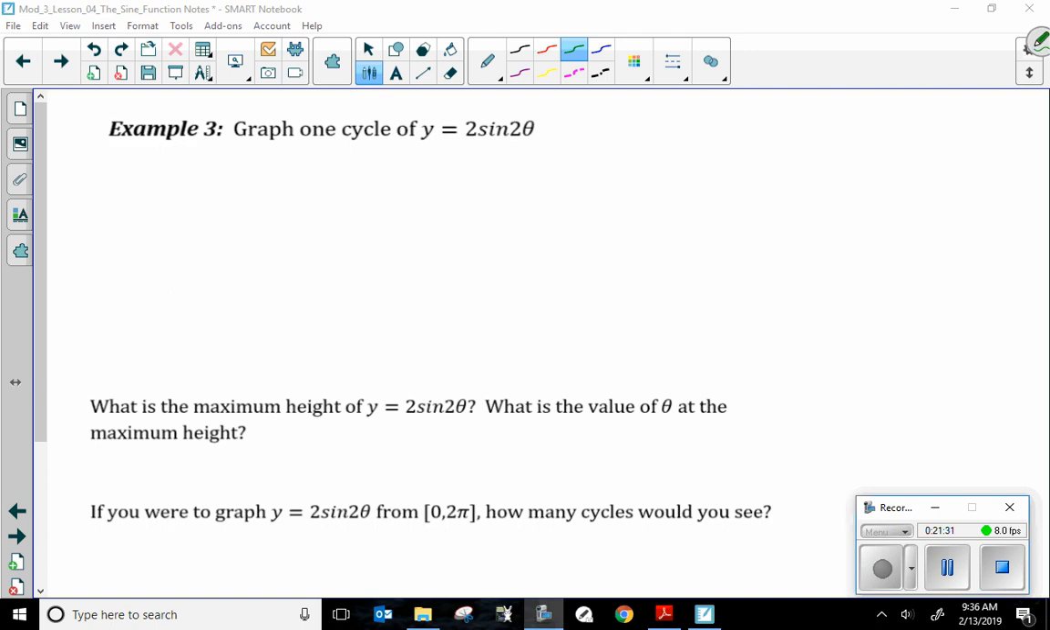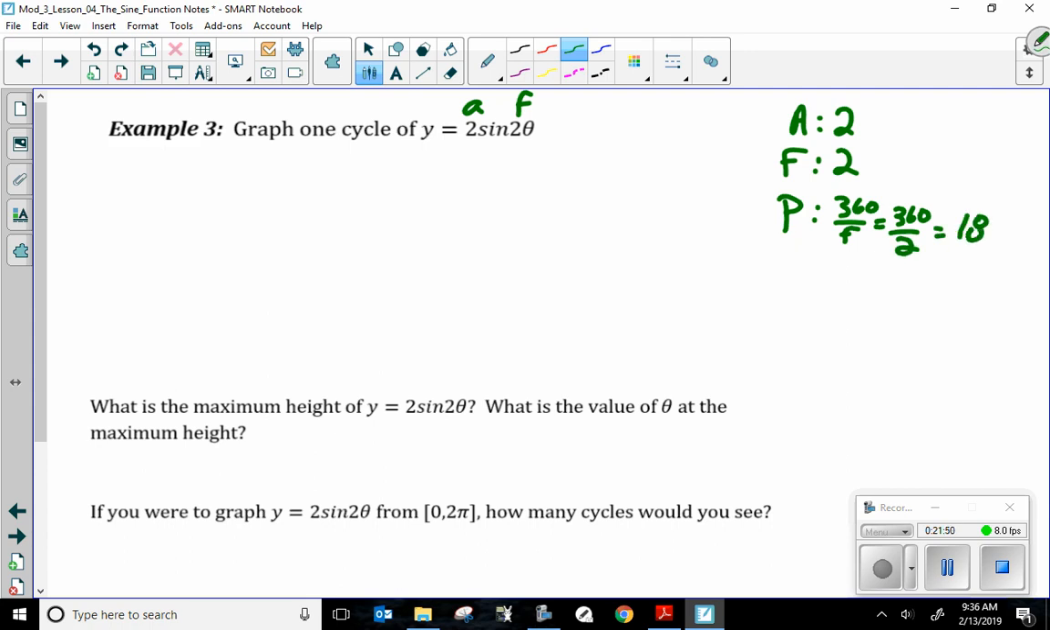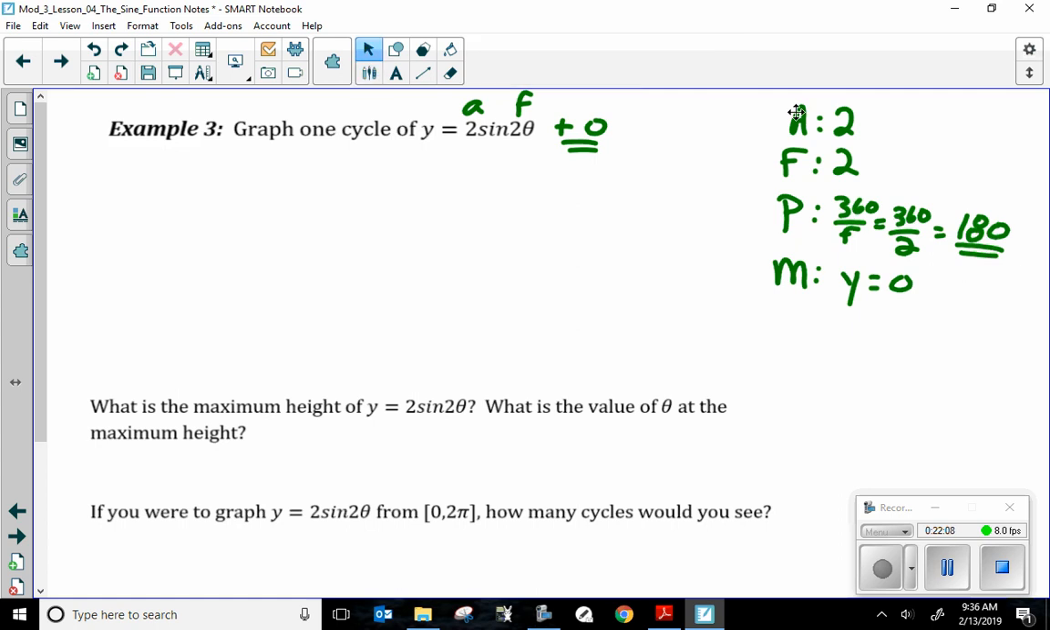Example 3. Okay, now we have some numbers in here. Good. My amplitude is 2. My frequency is also 2. My period, okay, is 360 divided by my frequency. That's 360 divided by 2. That's 180. The length of one cycle is no longer 360. It is 180. All right? So my midline, it's still y equals 0 because it's like adding 0 to the back here. Okay, there's nothing. So let's go ahead and graph this.